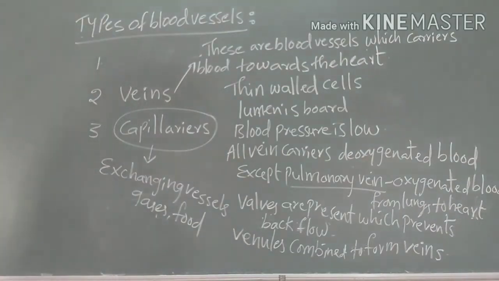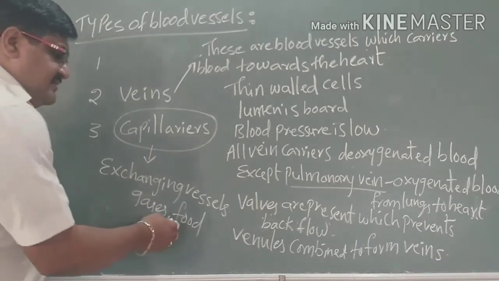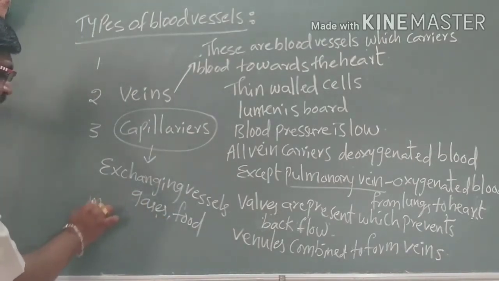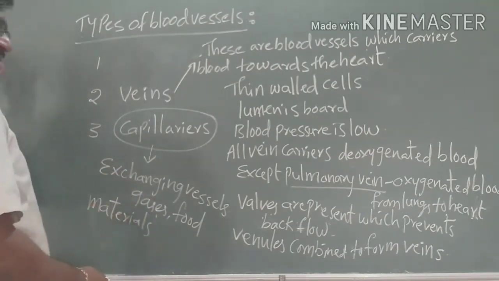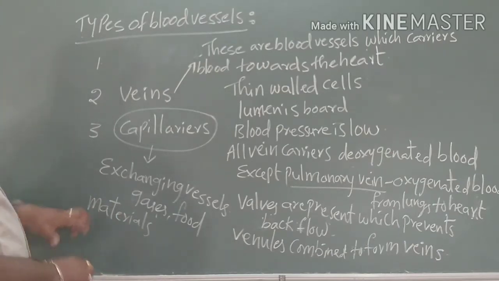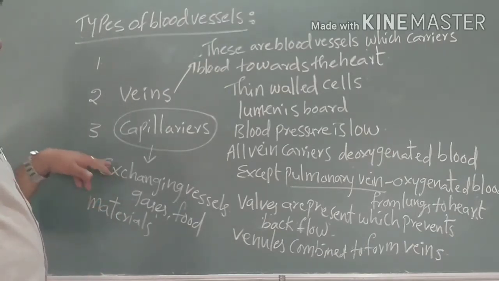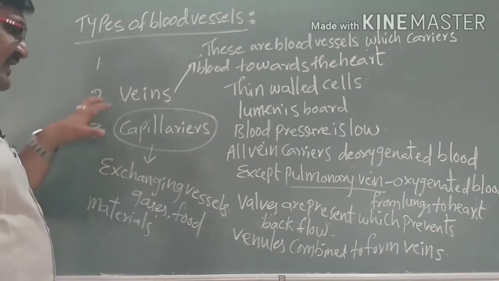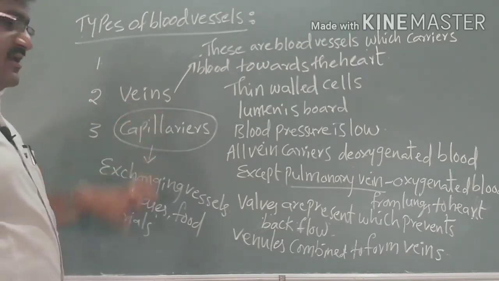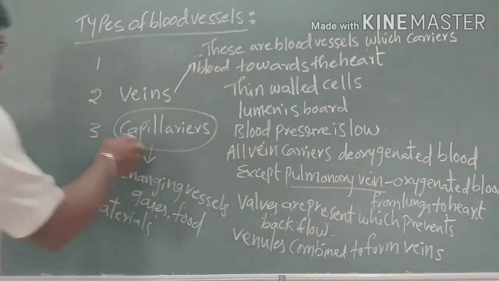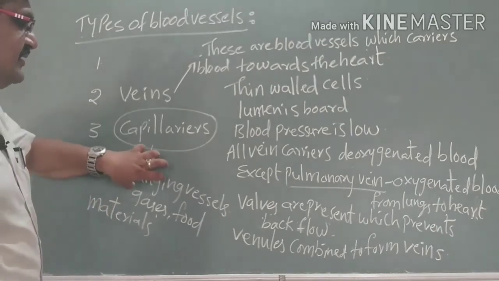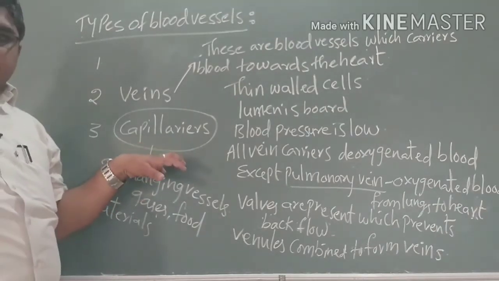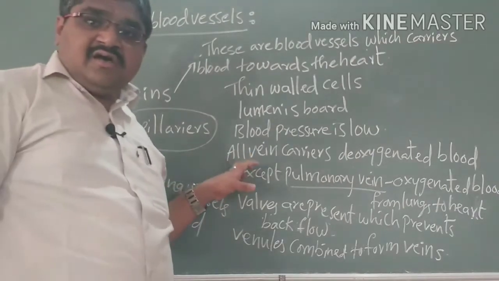So here it carries the food materials. Gases exchanging is taking place. Gases and food materials are taken by this. That means exchanging of materials is taking place. So here we can call them the exchanging vessels, where the capillaries present here are mainly meant for exchanging. Due to the exchanging of the materials, the capillaries are called the exchanging vessels.